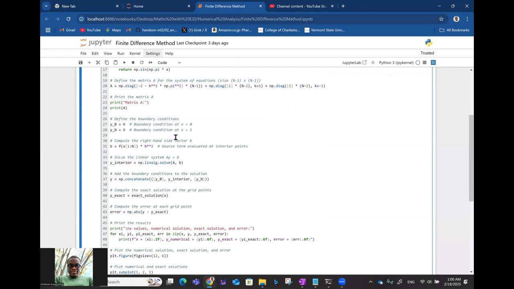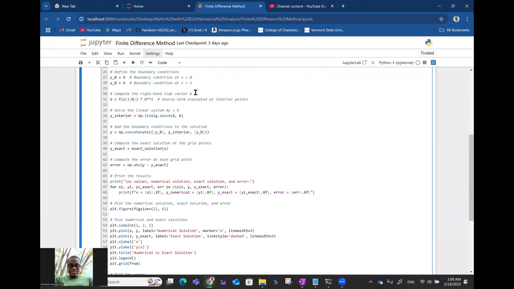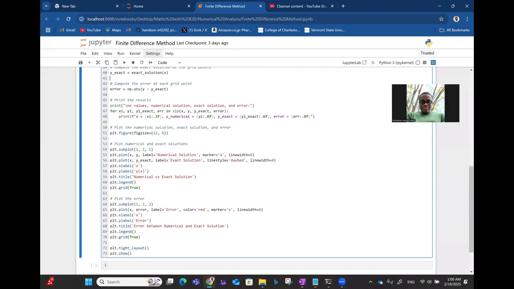Then you define the boundary conditions that y of 0 is 0, just like we have in the question, and then you compute the right hand side vector. I think that's the source term evaluated at interior points. You have all that. Then you can study this.